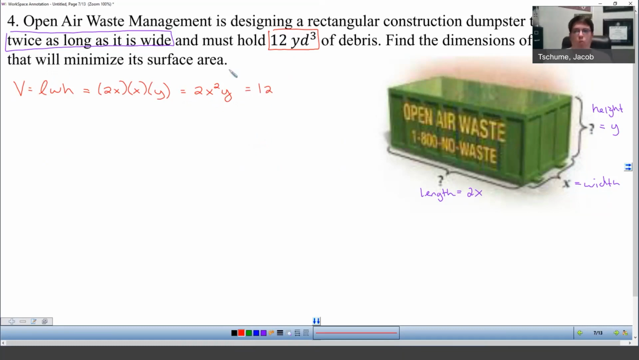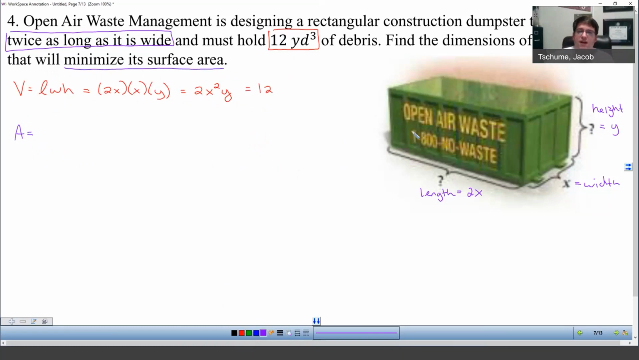Right? We want to minimize the surface area. So this is the part where you're going to develop a surface area formula. You can call this whatever letter you want. Just to make it the letter, I'm going to call it A for area.